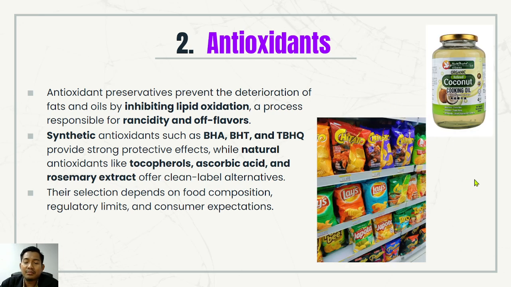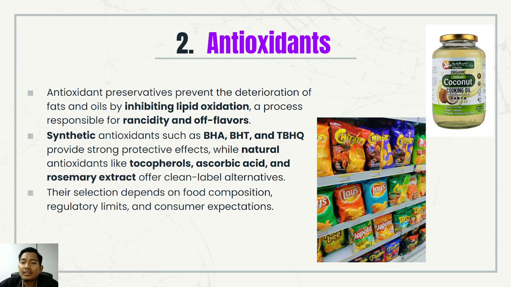We move on to the next preservative, antioxidant. Antioxidant preservatives prevent the deterioration of fats and oils by inhibiting lipid oxidation, a process responsible for rancidity and off flavor. In some cases, in our cooking oil, for example, they are using antioxidant as a preservative in the oil.